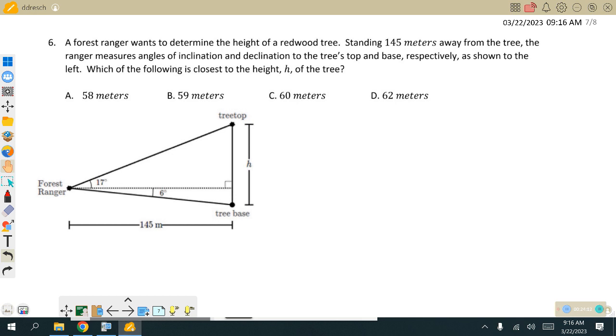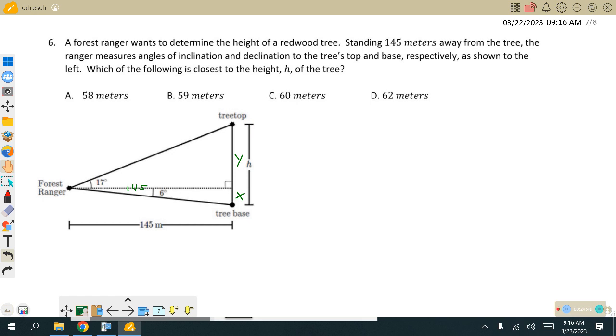Now, we've got everything. That 145 meters is this length right there. We just need to break it down into two separate right triangles, and then what are we going to do with those? Add them together. That is the big height of the treetop. We just have to break it down into two smaller heights and then sum them together. So let's go ahead and find the top one, that big Y.